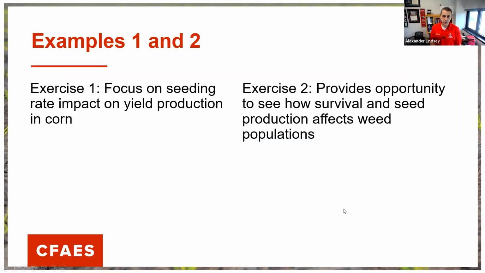So for the activities for this section, we have two that focus on seeding rate impact on yield production in corn, and one that provides an opportunity to see how survival and weed seed production affects populations. The first is getting to that idea of carrying capacity. The other is looking at longevity and seed bank dynamics as affected by reproductive potential and survivability of different weeds.